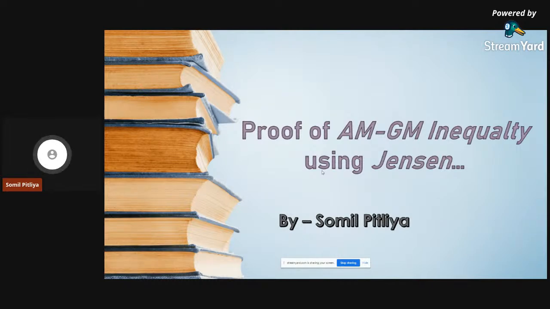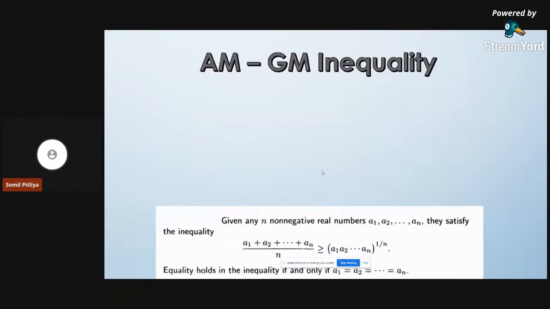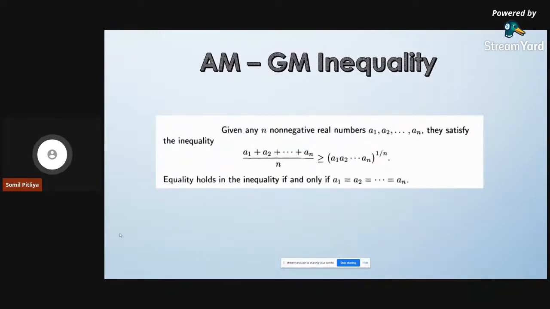Before moving to the proof, I want to tell you some prerequisites. The first thing is clearly what we are going to prove, the AM-GM inequality. All of you must have heard this. The inequality is for n non-negative real numbers a1, a2, a3 till an. We have a1 plus a2 plus a3 till an upon n is greater than or equal to (a1 a2 ... an) to the power 1 upon n. And equality holds when a1 equals a2 equals ... equals an. It's a very famous inequality.